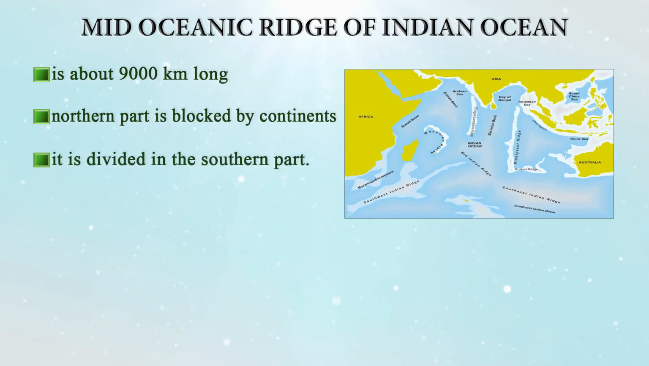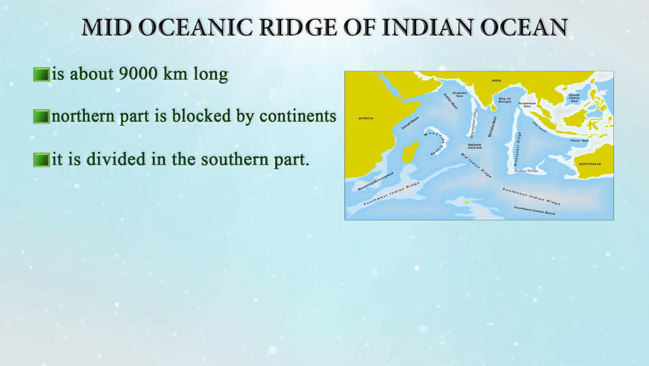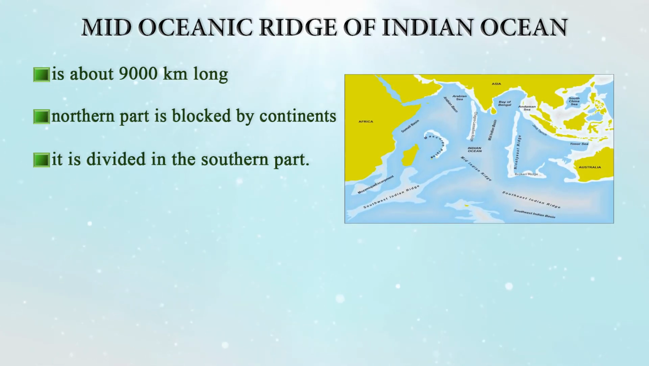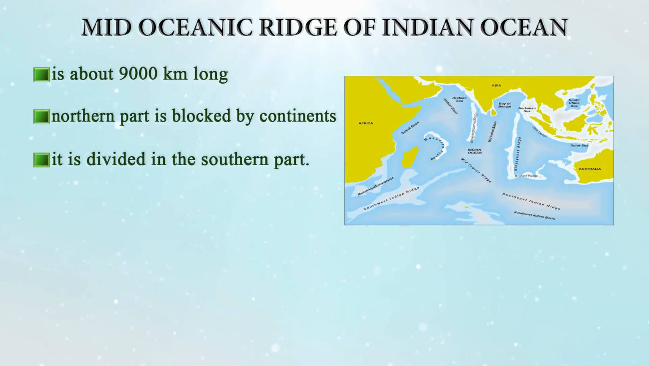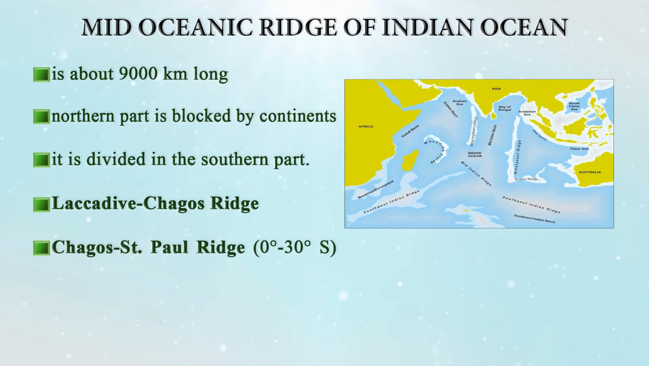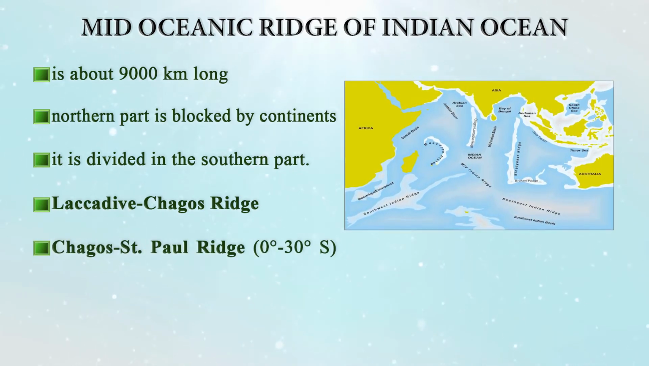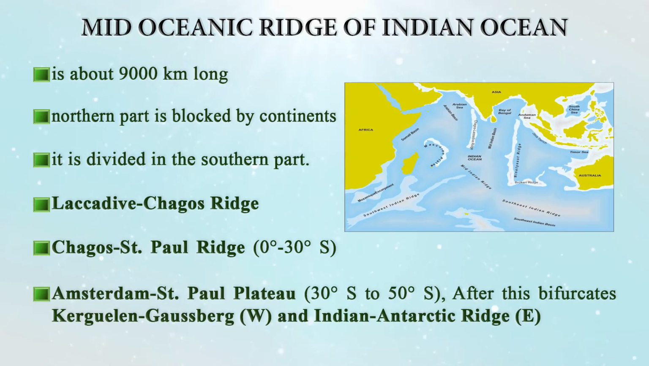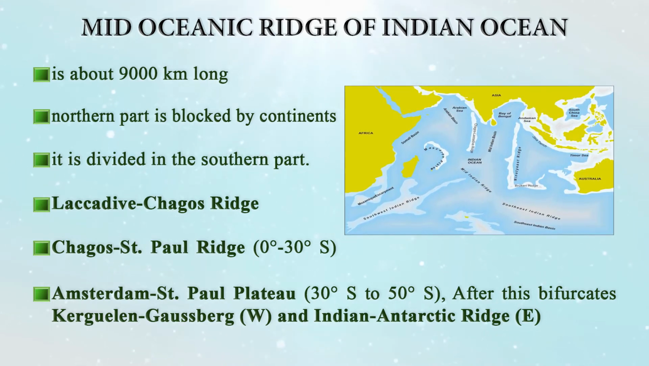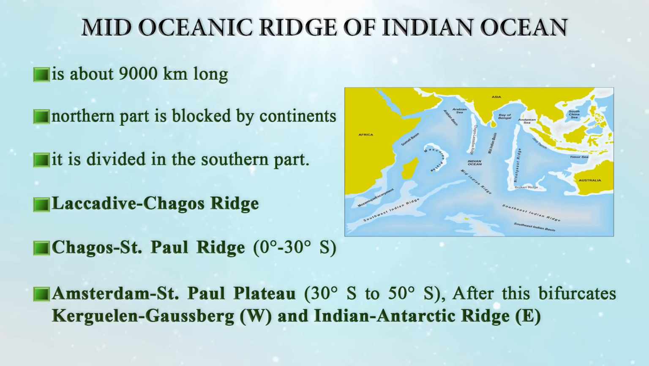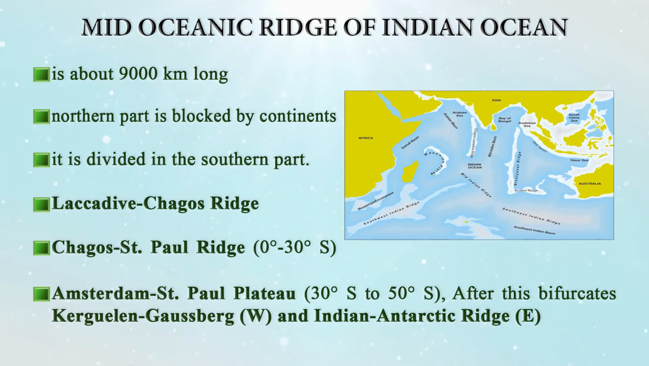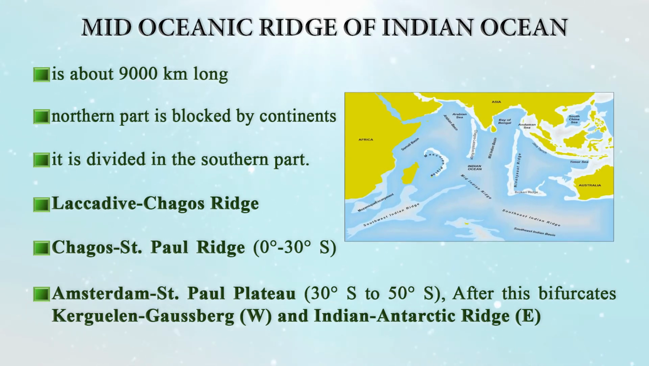It is divided in the southern part. This is an important feature in the Indian Ocean, that the ridge is divided in the southern part. The northern part above the equator is called Lakadiv-Chagos Ridge. Then Chagos-St. Paul's Ridge between 0 to 30 degrees south latitude, and it is called Amsterdam-St. Paul's Plateau between 30 to 50 degrees south latitudes, and after that it bifurcates into two. The western part is called the Kerguelen-Gosberg Ridge and the eastern part is called the Indian Antarctic Ridge.